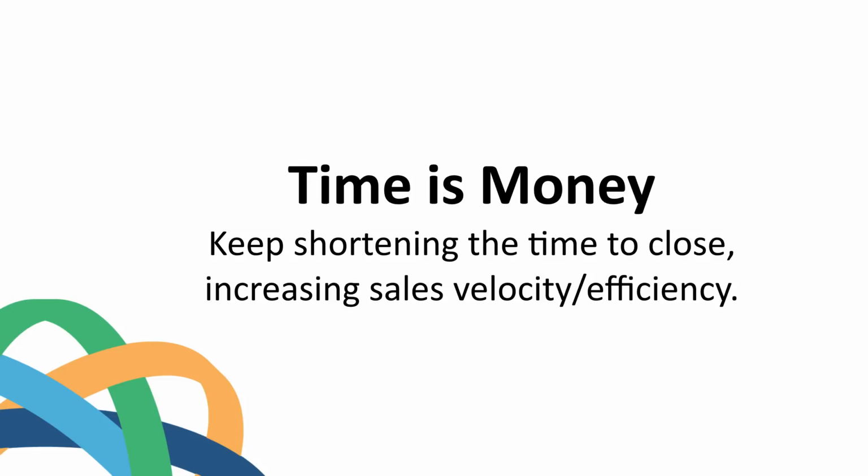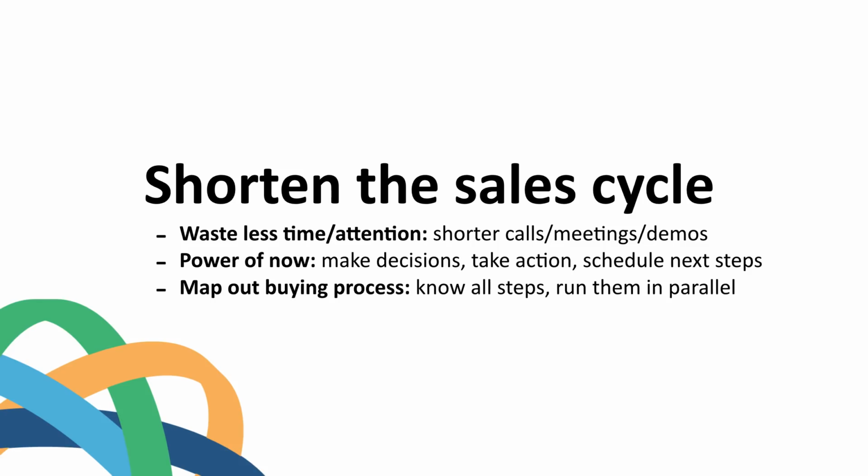So the less time it takes to close, the less money it costs us to close a deal, the more profitable every deal is. Time is money. So what can we do to shorten the sales cycle? 3 basic, simple steps. First step, waste less time and attention, right? This is something a lot of sales teams, they're too giving with their time.